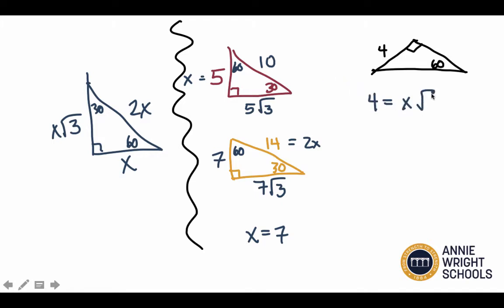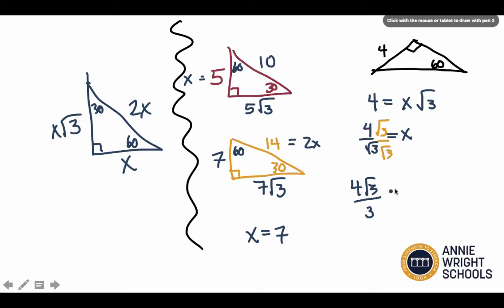4 is equal to x root 3. You solve for x and you get x is equal to 4 divided by the square root of 3. You know that's not how we like to leave numbers in math, so we rationalize the denominator, calling this 4 root 3 over 3 because I multiplied both sides by root 3 over root 3. Now that's what x is. So I know this side opposite the 30 is 4 root 3 over 3. And then the last thing to do is double that to get the hypotenuse, so this is 8 root 3 over 3.